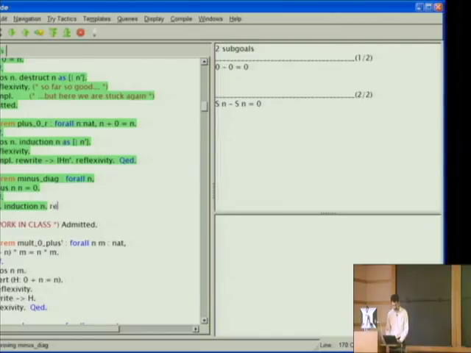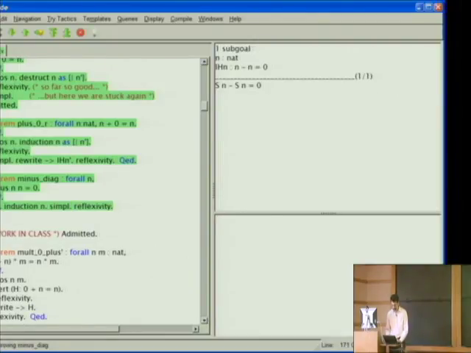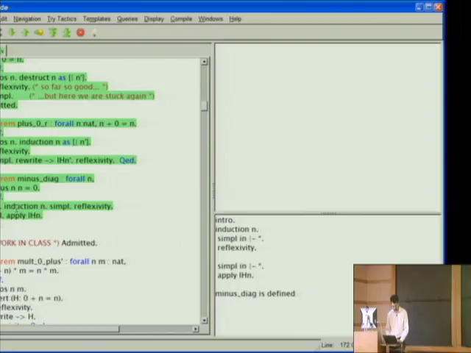The first case simplifies to something nice, so that proves by reflexivity. And the second case simplifies, I hope. Yeah, Sn minus Sn simplifies to n minus n. And that's exactly our induction hypothesis. So let's apply the induction hypothesis, QED. All right.